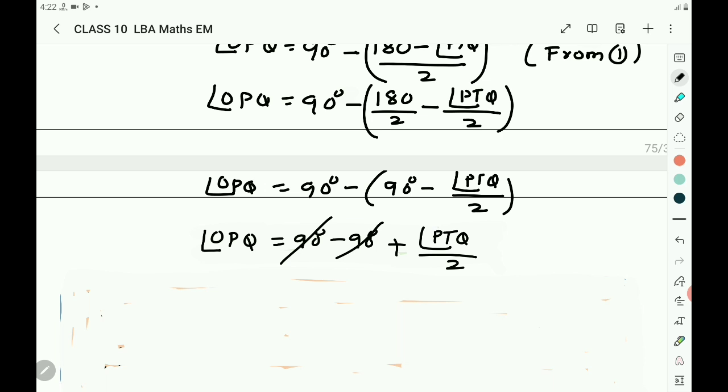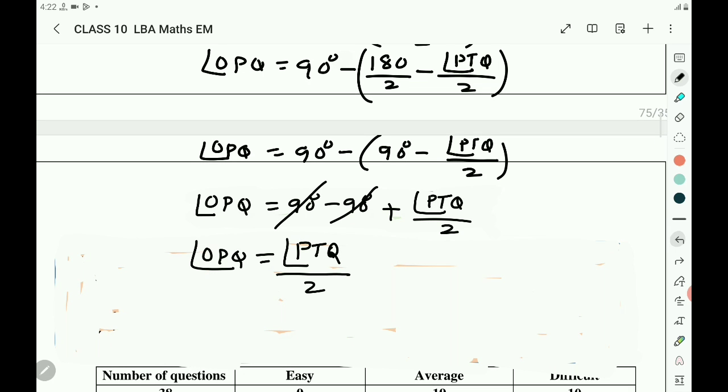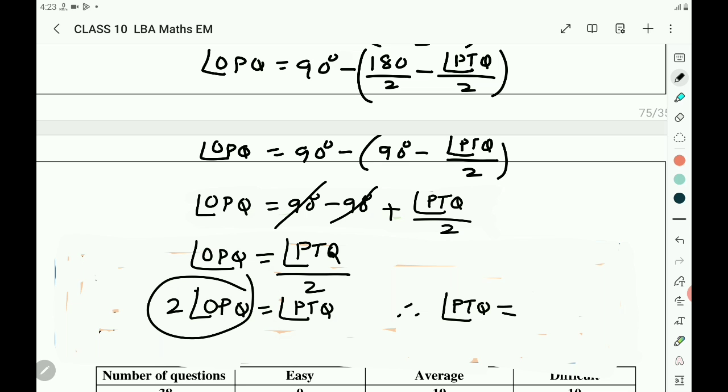Now you cancel this 90 degree. You get OPQ in the LHS, which is equals to angle PTQ by 2. Then you do the cross multiplication. 2 into angle OPQ is equals to angle PTQ. Therefore, you can write angle PTQ is equals to what? 2 angle OPQ. Interchange the LHS and RHS. 2 angle OPQ.